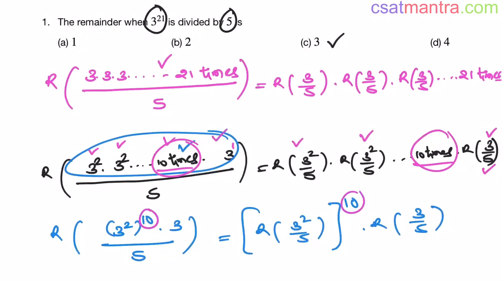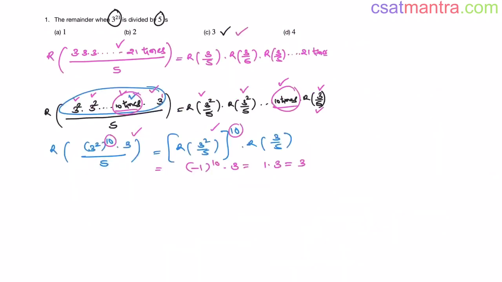See here you have written so many terms. Here just, okay, 1 or 2 terms. That's what I am saying. You can solve this problem within 5 seconds. Now remainder of 3 square when divided by 5, negative remainder. What is that? Minus 1 power 10 into remainder of 3 when divided by 5. That is 3. So this is 1 into 3. This is 3. So our answer is C.